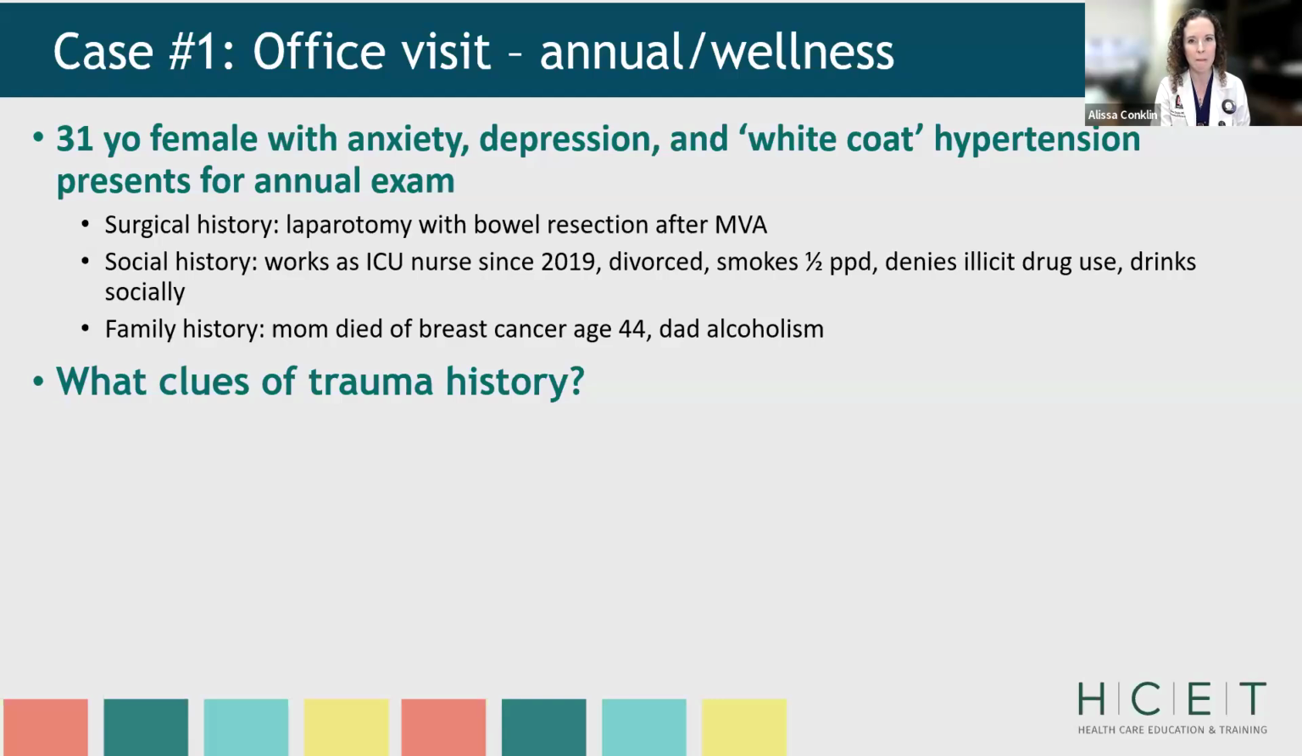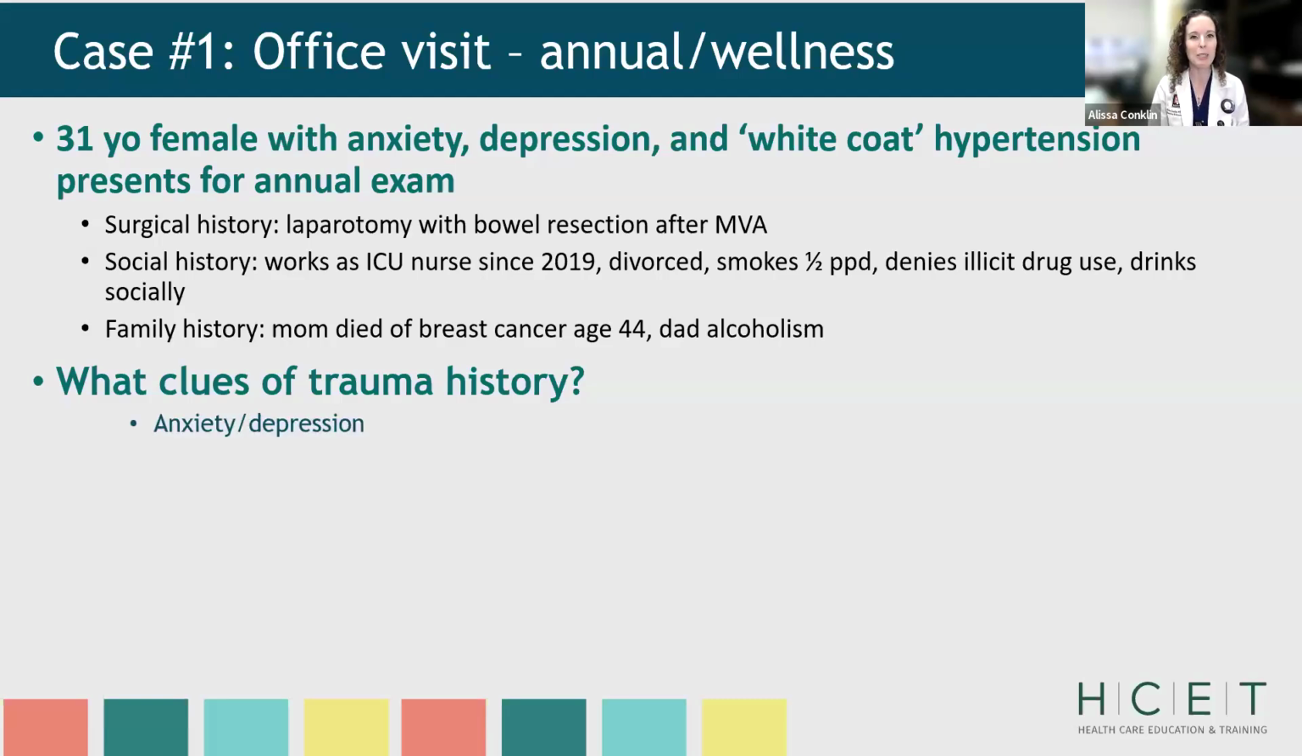Anybody think of any trauma history that they might have? Folks are saying mom has cancer history, car accident, secondary trauma from ICU experiences, ICU nurse, father's alcoholic, mother's death at a young age, and early death of mother and father's an alcoholic. You guys are nailing it.